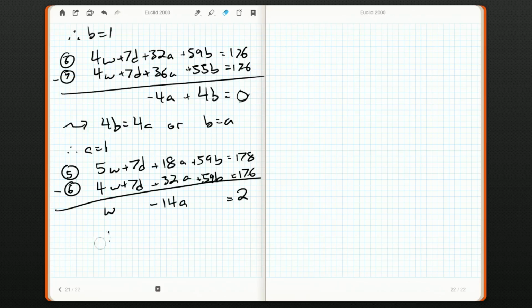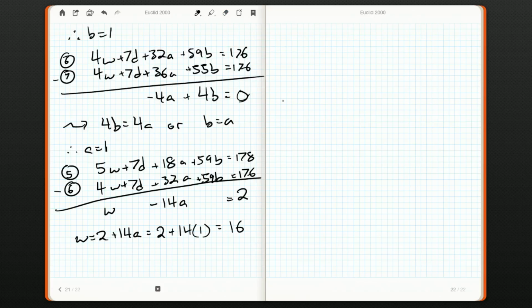So we can rearrange this and say W is equal to 2 plus 14A. Okay? A is equal to 1. So we'll substitute that in. 2 plus 14 times 1, and we get W is equal to 16. We're almost there. We just have one more to go, and that's D.